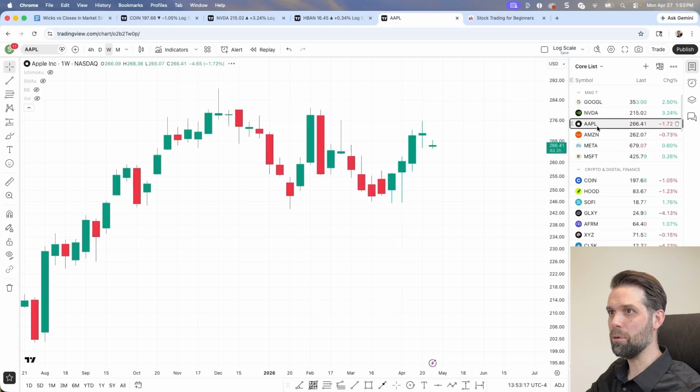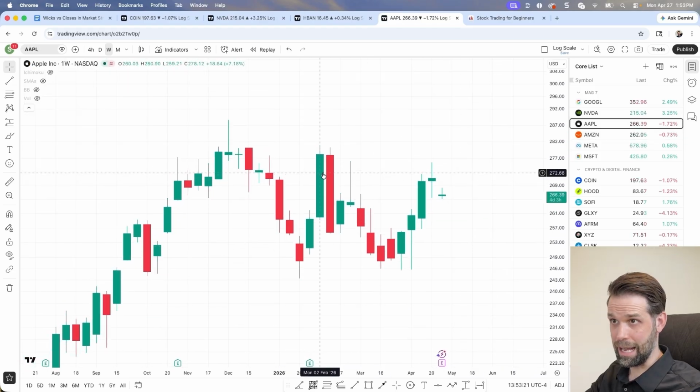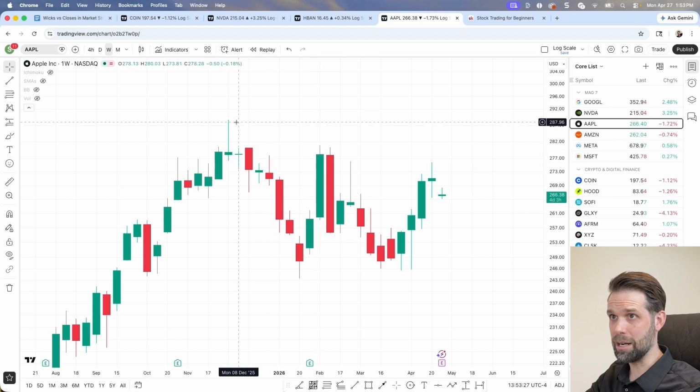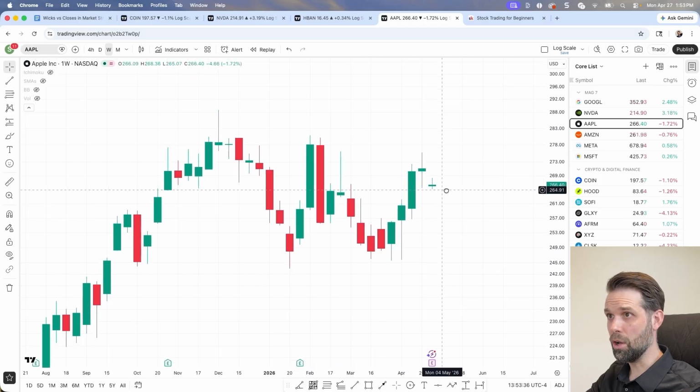Now, if we look at Apple, for example, we have not quite done that yet. These candles here, where do they close? This green candle closes right here, and we have a high up here. So we haven't made a break of structure to the upside. We've actually made a lower high, and we formed another lower high here.